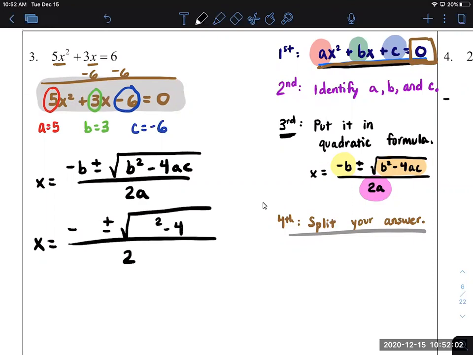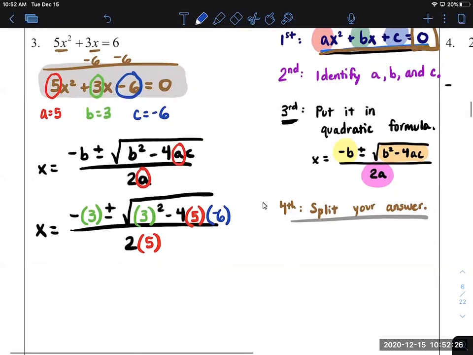Just kind of writing out my template here. I'm going to plug in the A's. The A was here and here. Remember to put it in parentheses. Put the B in parentheses. And lastly, put the C in the equation. Don't forget your parentheses.